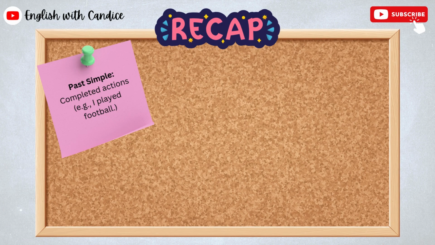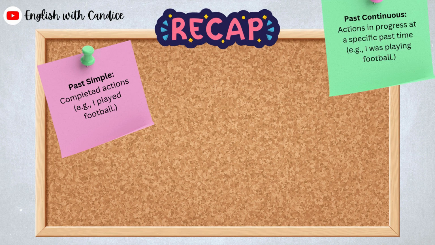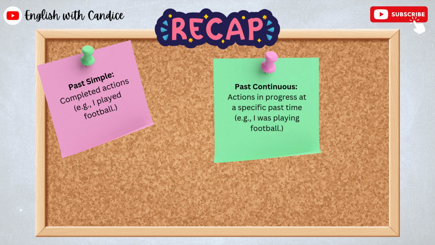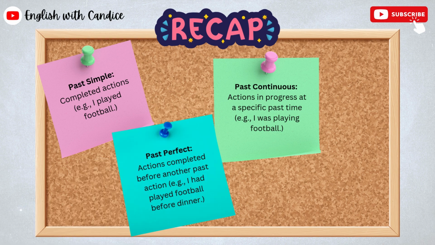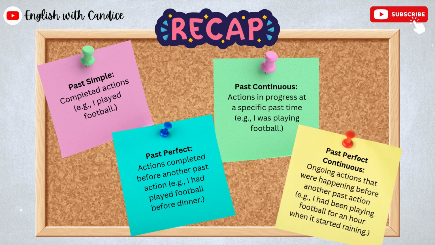Let's summarize what we've learned. So the past simple describes completed actions. Past continuous describes actions in progress at a specific past time. Past perfect describes actions completed before another action. And then past perfect continuous focuses on the duration of ongoing actions before another action.